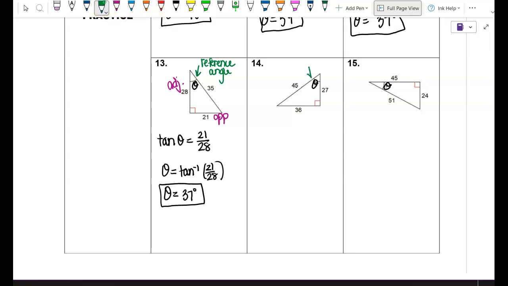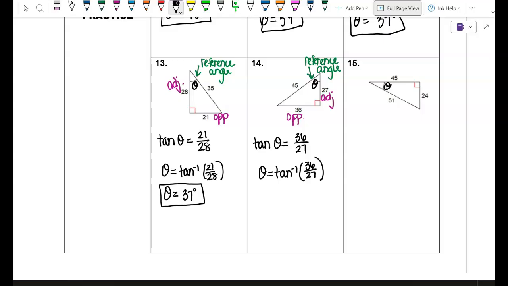Number 14, again, theta is going to be my reference angle. Which means 36 is my opposite, 27 is my adjacent. So the tangent of theta is 36 divided by 27, which means that theta is going to be the inverse tangent of 36 divided by 27. And what did I get for my angle measure here? 53 degrees.